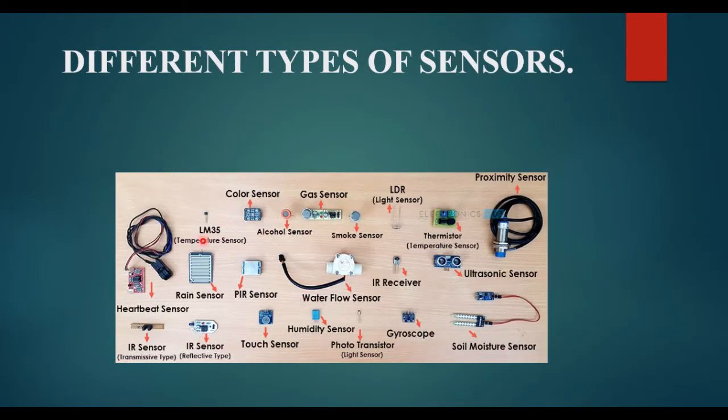These are the different types of sensors with their names mentioned. These sensors can be used for only one application and one kind of sensing. Here we can see the color sensor. This color sensor can only be used to sense color. And here you have the gas sensor, which can only be used to sense gas.